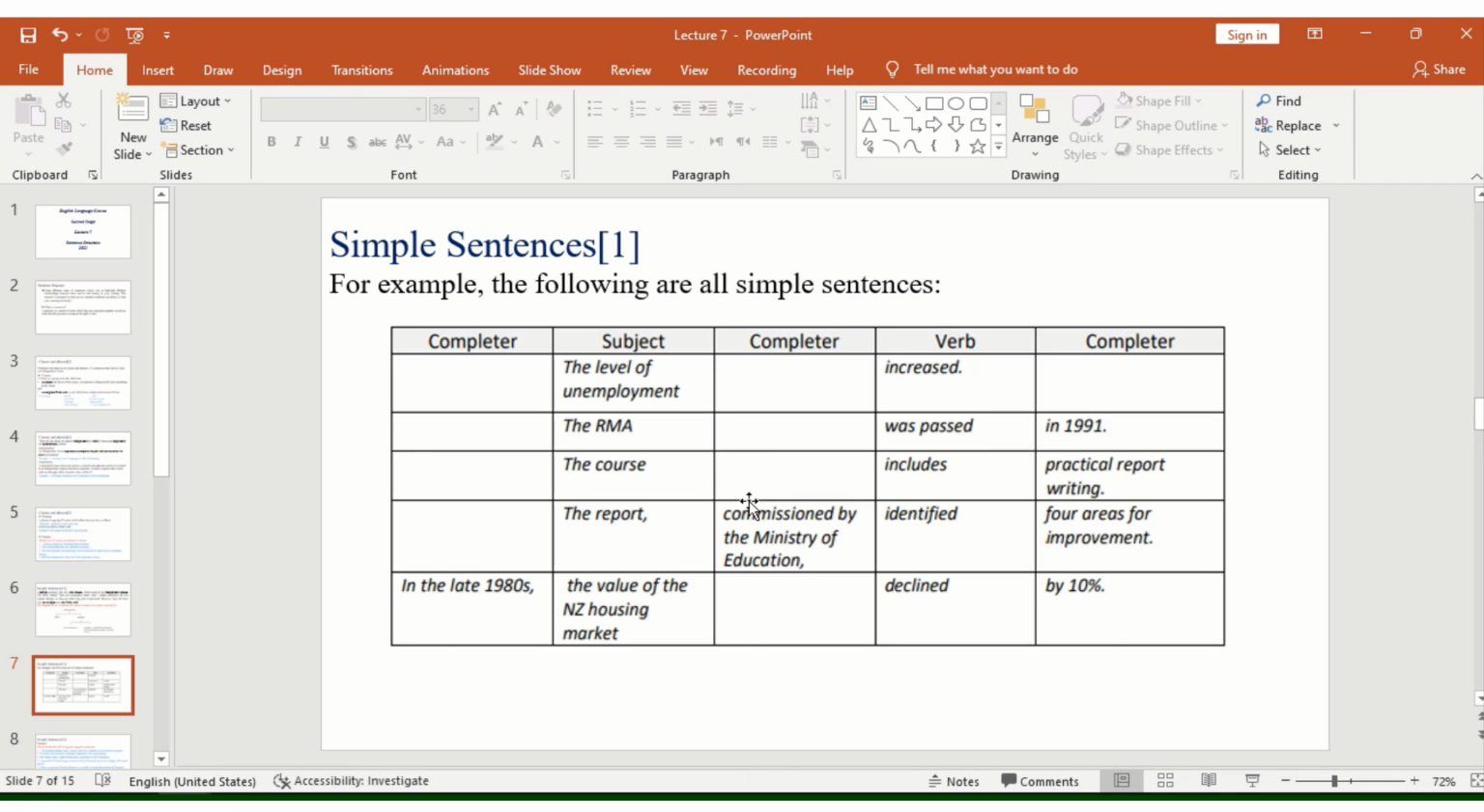The level of unemployment increased. The RMA was passed in 1991. The course includes practical report writing. The report, commissioned by the Ministry of Education, identified four areas for improvement. In the late 1980s, the value of the unset housing market declined by 10%.